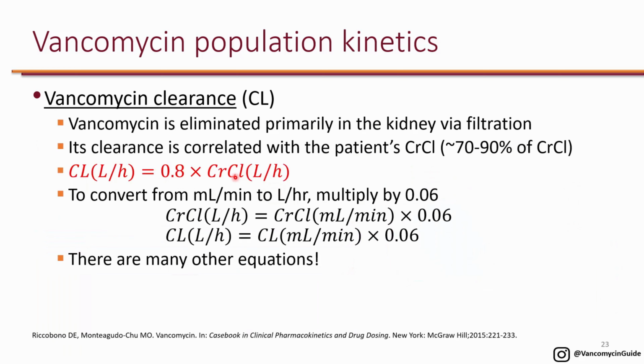So one of the equations from population kinetics is vancomycin clearance. Vancomycin is eliminated primarily by the kidneys, and its clearance is correlated with patients' creatinine clearance. About 70 to 90% of the creatinine clearance is actually vancomycin clearance. So we can use this equation: vancomycin clearance in liters per hour equals 0.8 times creatinine clearance, as long as creatinine clearance is in liters per hour units. To get creatinine clearance in liters per hour, you multiply the creatinine clearance that you normally calculate from Cockcroft-Gault by 0.06, that gives you liters per hour, and then you multiply that by 0.8 to get vancomycin clearance.